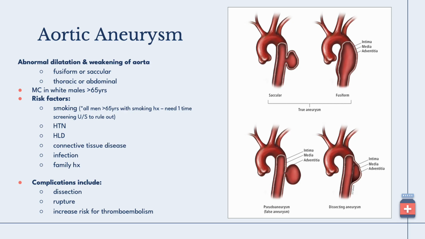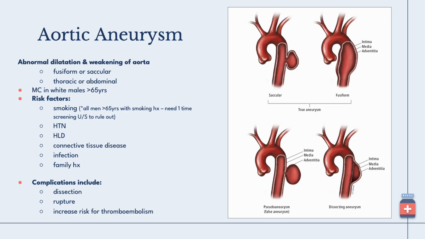As you remember from cardiology, aortic aneurysm is an abnormal dilatation and weakening of the aorta. It's most commonly found in white males greater than 65. The star highlight here is the smoking. The test question is always asking about screening. All men greater than 65 with a smoking history need a one-time screening ultrasound to rule out an aneurysm. If we rule it out, they don't need to have serial ultrasounds. It's just a one-time screening.